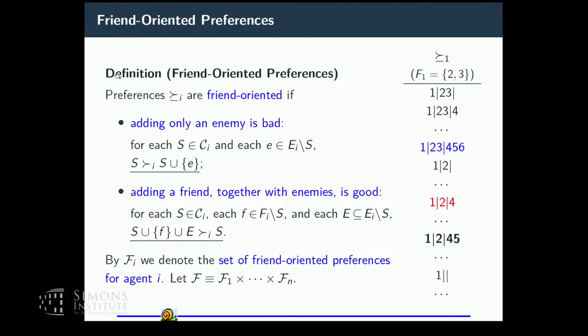He has two friends and a bunch of enemies. The best coalition for agent one is when he is there with his best friends. So the best is always when you're together with just your friends, nobody else. And then we can see that when you add an enemy, the set gets worse. And here we add even more enemies, the set goes down.